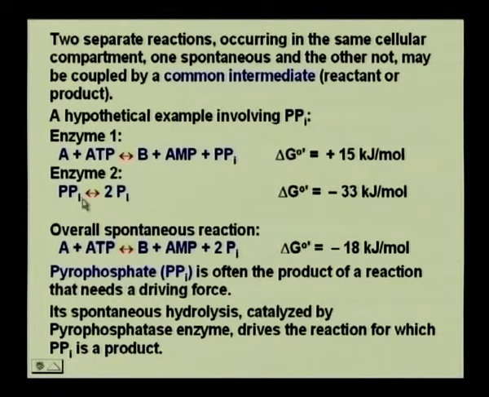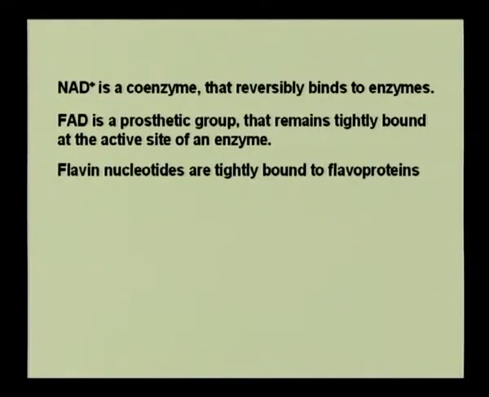Now, what happens is this pyrophosphate is often the product of a reaction that needs a driving force, okay? And we have this breakdown. Now, if you look at both the examples that I showed you, both of them are breaking down ATP, okay, which means that ATP has to be produced somewhere. If you do not have enough production of ATP, obviously none of these reactions are going to be possible. So, we are going to look at generally how ATP is formed in a very simplistic manner.